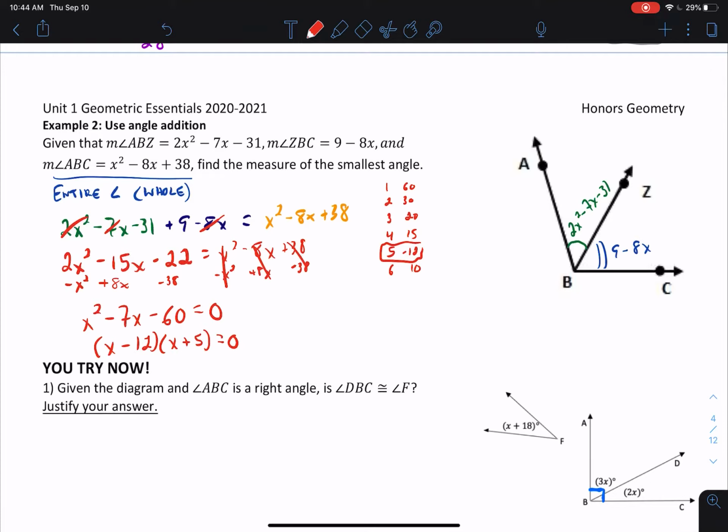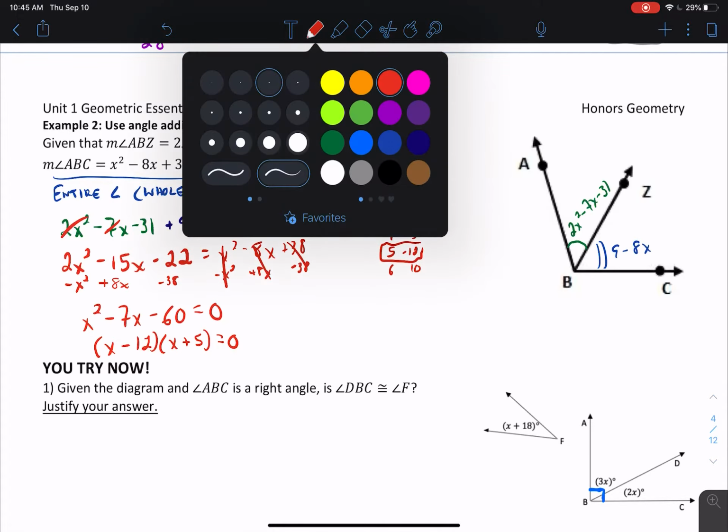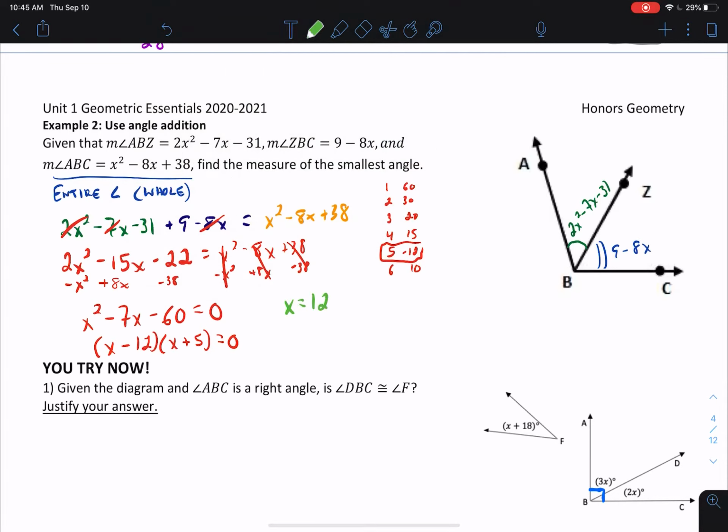Don't forget to keep your equals 0 there. It is an equation. After solving it, x is equal to 12 and x is equal to negative 5. The question was to find the measure of the smallest angle. So if x equals 12, I'm going to plug that 12 in every time I see an x. The measure of angle ABZ is going to be 173. The measure of angle ZBC is going to equal negative 87.